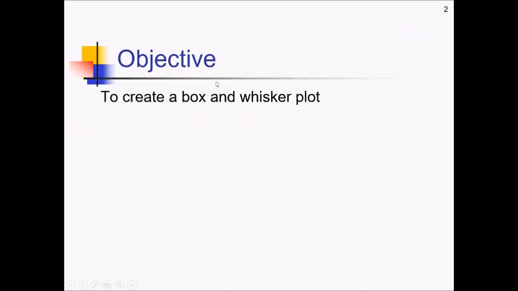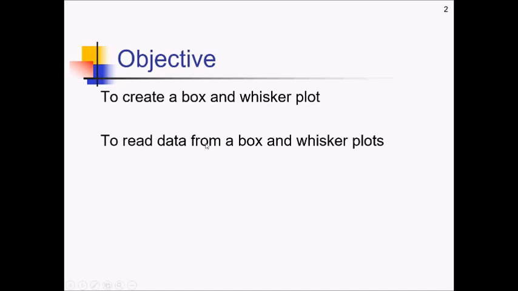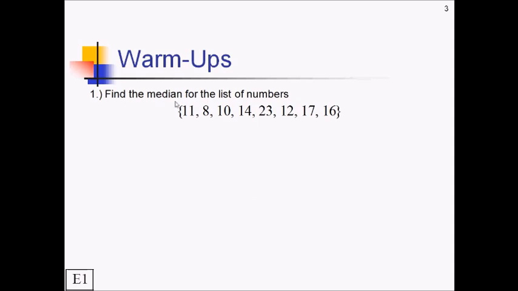In this one, we are going to be creating a box and whisker plot from a set of data and using an existing box and whisker plot to read the data off of that. For the warm-up on this one, see if you can find the median for this set of numbers.